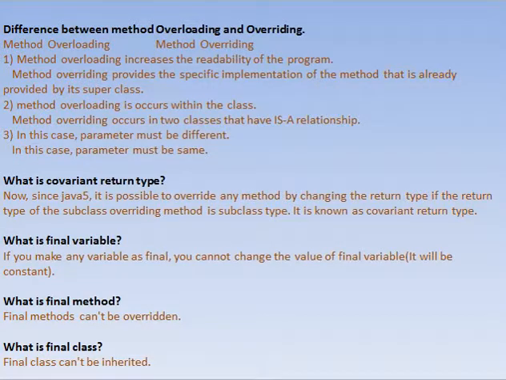What is covariant return type? Since Java 5, it is possible to override any method by changing the return type if the return type of the subclass overriding method is subclass type. It is known as covariant return type. What is final variable? If you make any variable as final, you cannot change the value of final variable, it will be constant. What is final method? Final methods can't be overridden. What is final class? Final class can't be inherited.